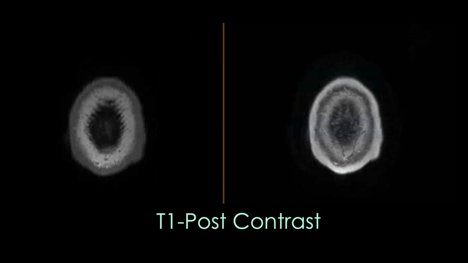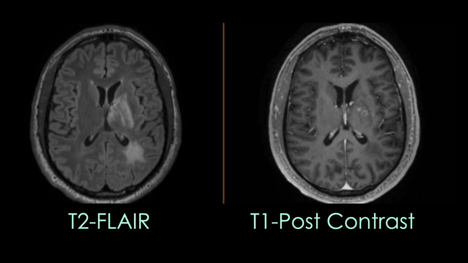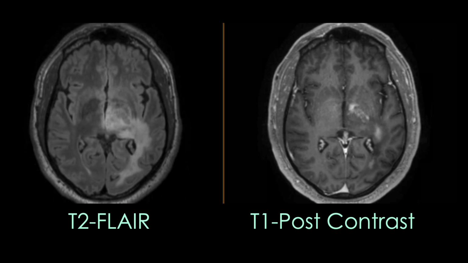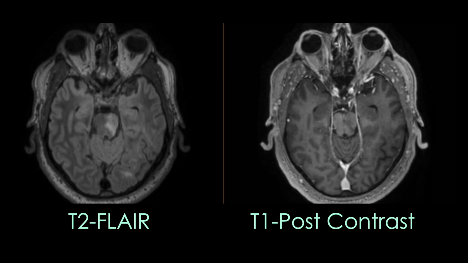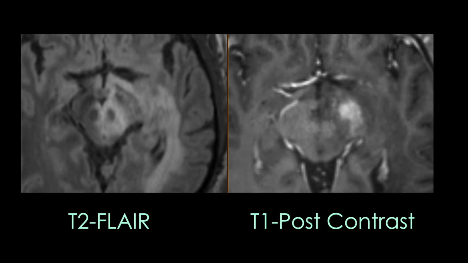Just to compare these side by side, you can see how the FLAIR abnormalities within the images on the left nicely line up with the areas of enhancement on the right, including zoomed-in views of the left optic nerve tract.